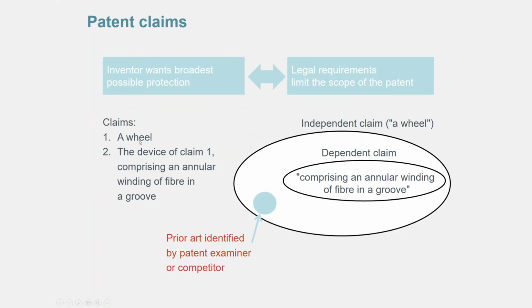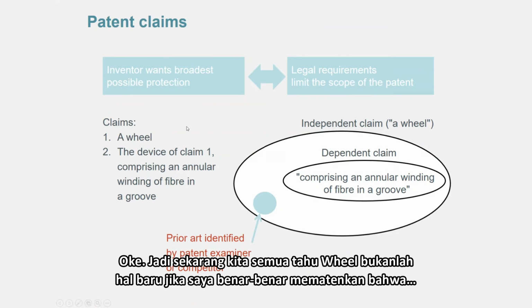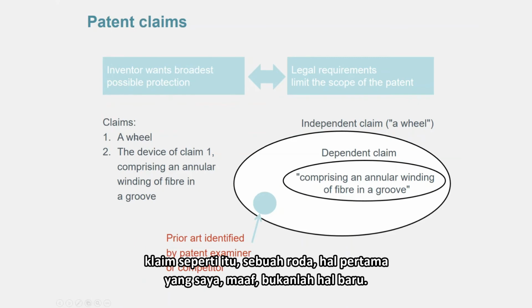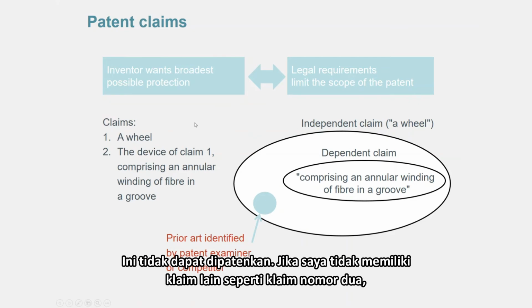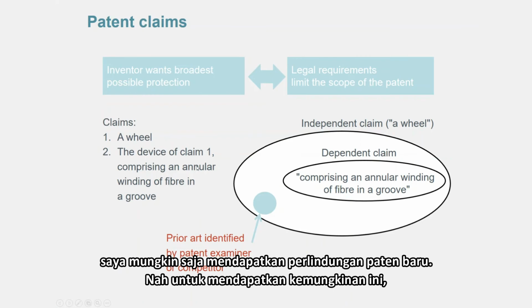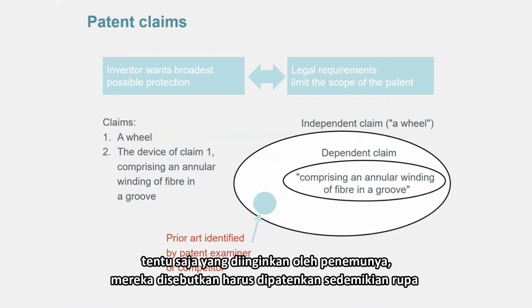So now we all know a wheel is not new. If I actually patent a claim like that, a wheel, the very first thing I will get is that a wheel is not new, it's not patentable. If I don't have any other claim, like claim number two, I might, in fact, get no patent protection at all.